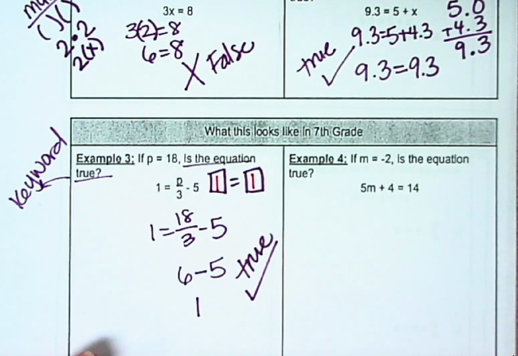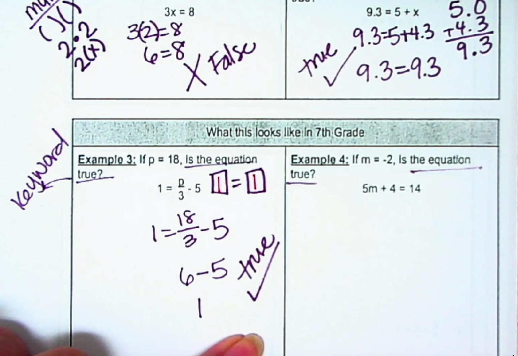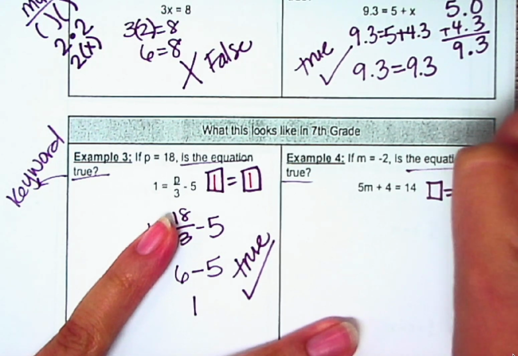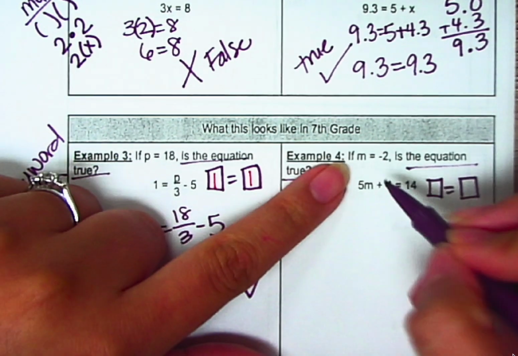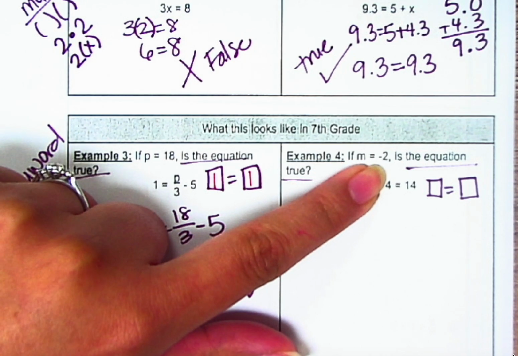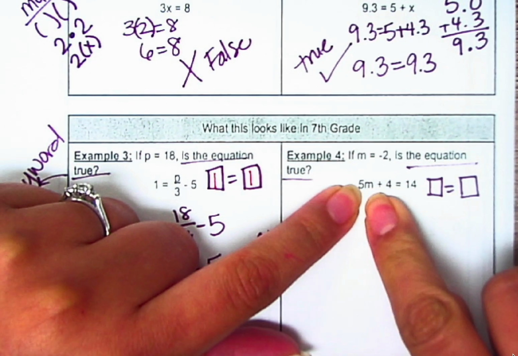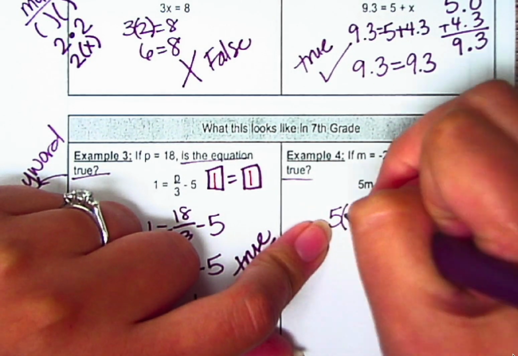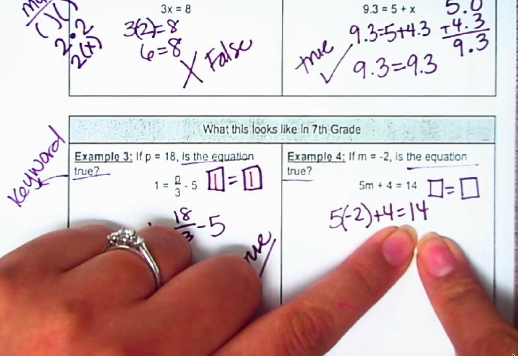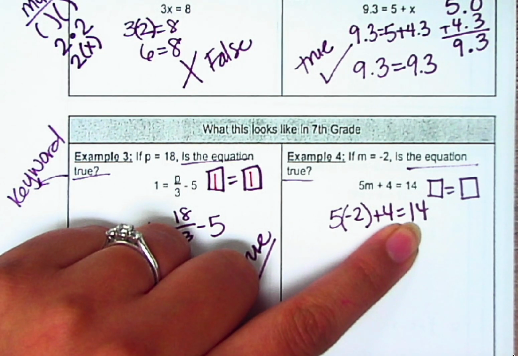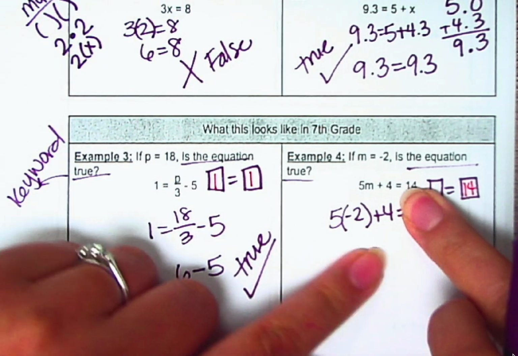Now let's look again at example 4. If m is equal to -2, is the equation true? There goes my keywords, right? So I'm going to draw box equals box. I need to see what they are giving me. They're giving me m is equal to -2. So I'm going to rewrite it. Don't forget your parentheses. They're two stuck together. We know that we're multiplying, so you need parentheses. 2 plus 4 is equal to 14. I do not need to do anything on my right side. It is already done, so I'm going to plug in that 14 into the box. Okay, so now I'm just working with the left side.